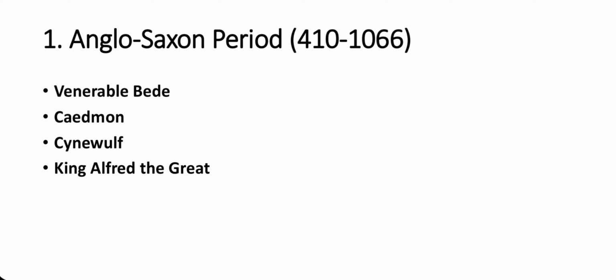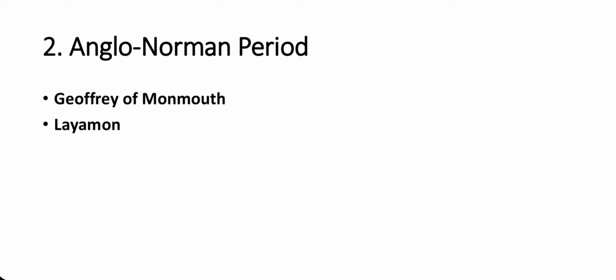First, we are going to see British literature. First is the Anglo-Saxon period. Some key writers and poets from this time include Venerable Bede, Caedmon, Cynewulf, King Alfred the Great. Next, we move to the Anglo-Norman period with notable figures like Geoffrey of Monmouth and Layamon.